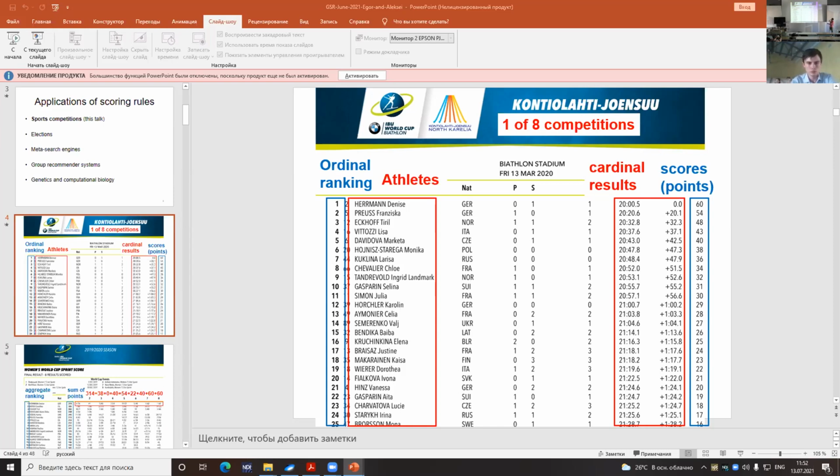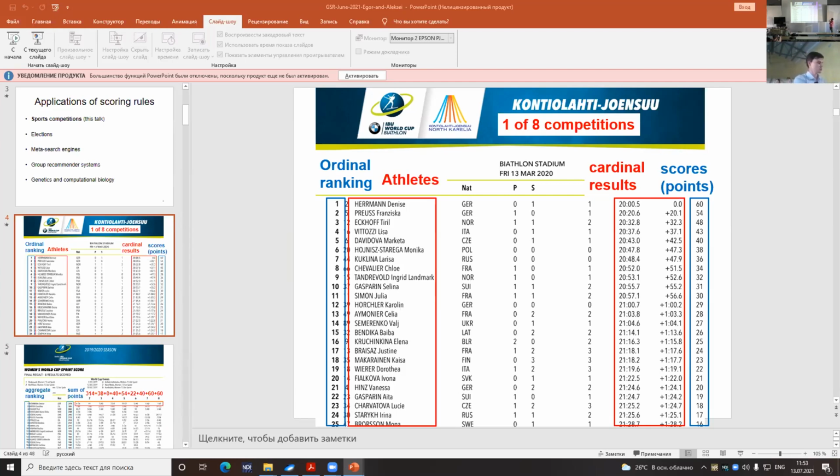So it is the time on the finishing line. For instance, Herman Denis finished the race with the time 20 minutes, 0.5 seconds. She was the first on the finishing line. Franziska Preuss was the second, and her time was 20 minutes, 20.6 seconds.